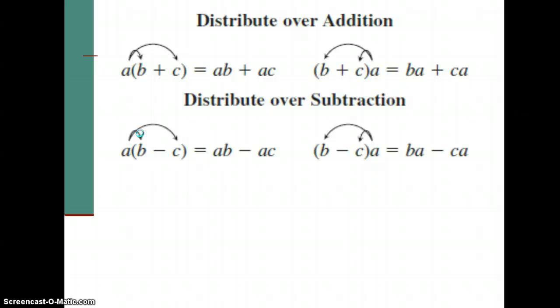Here's a nice picture of how to distribute when there's addition and how to distribute when there's subtraction. You can see that we are passing out or distributing the number that's being multiplied, which in this case is A.